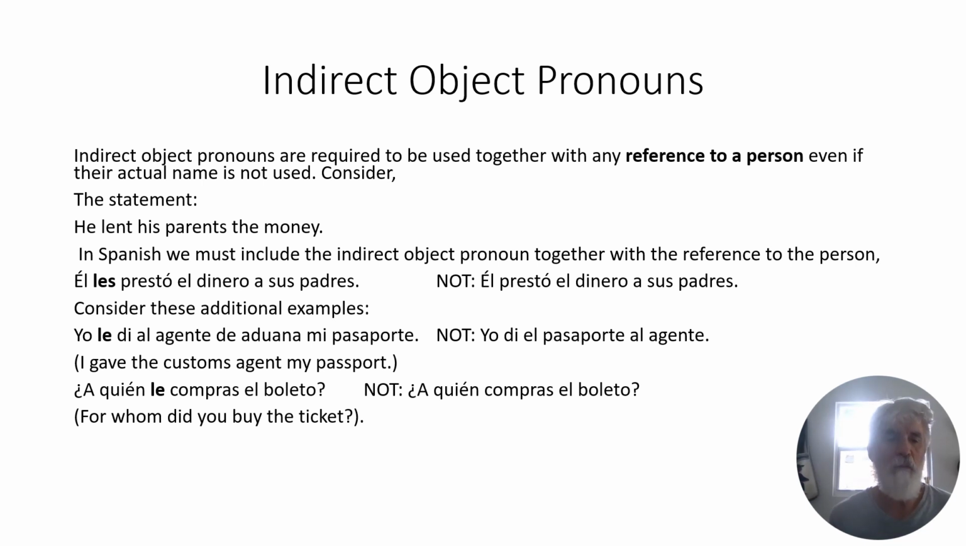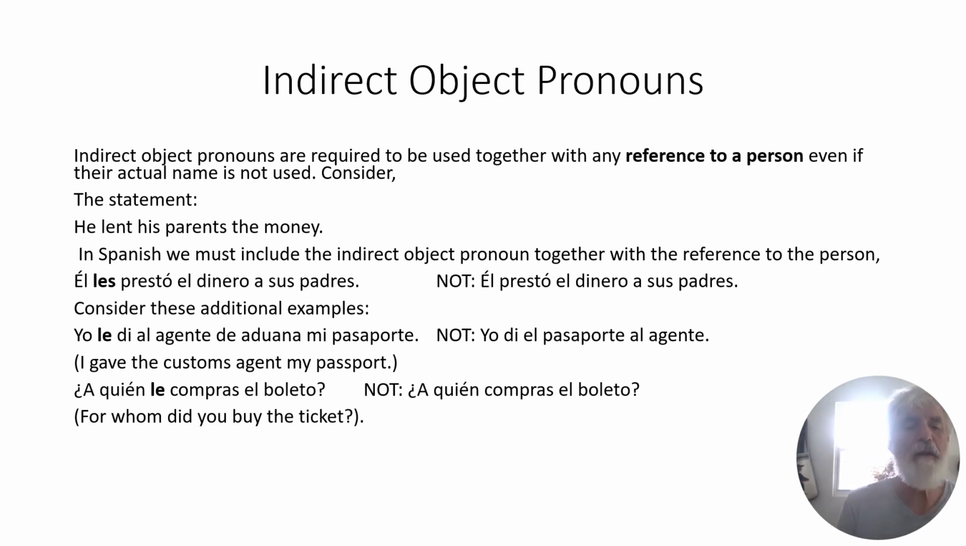Okay, and then here's just a little more information on the use of the indirect object. You can read through this, but let's take a look. He lent his parents the money. Él les prestó el dinero a sus padres. In this case, we mention the indirect object sus padres, and we also have to use the indirect object pronoun. That would be considered in English to be redundant. He lent them the money to his parents. You would not say it that way in English, and that's the idea.